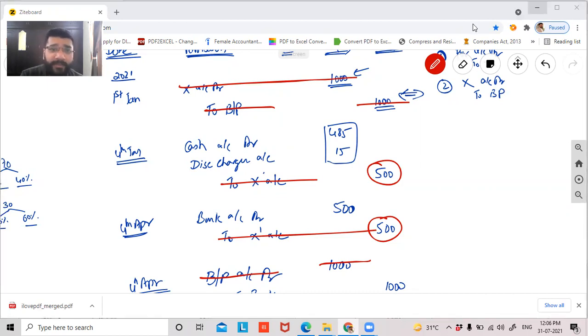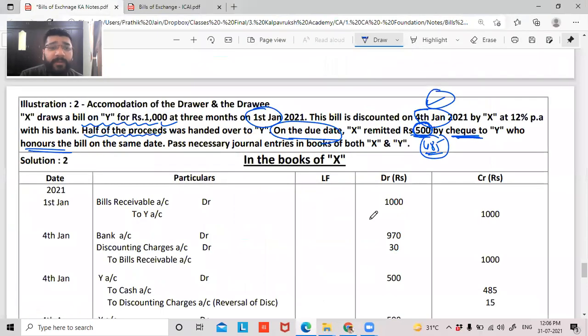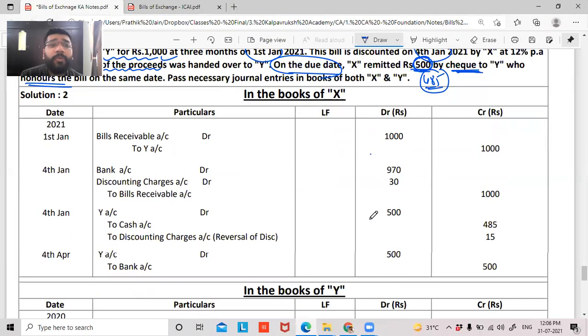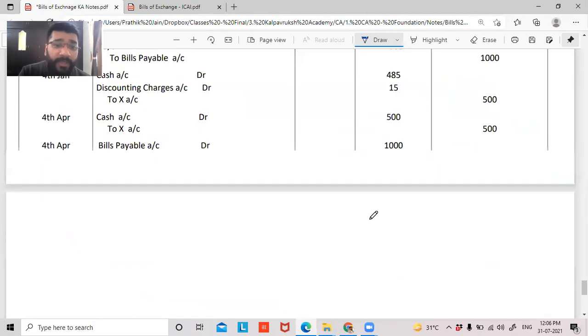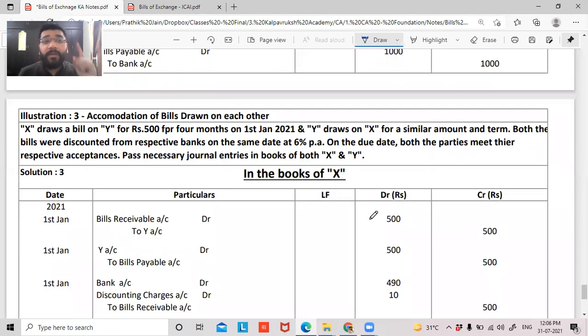Superb. So now, guys, we have done illustration 2, the question based on case 2, where just one person is drawing the bill, but both are benefited. Now we'll be doing case 3, where drawer and drawee will draw bills on each other, and both of them will enjoy.